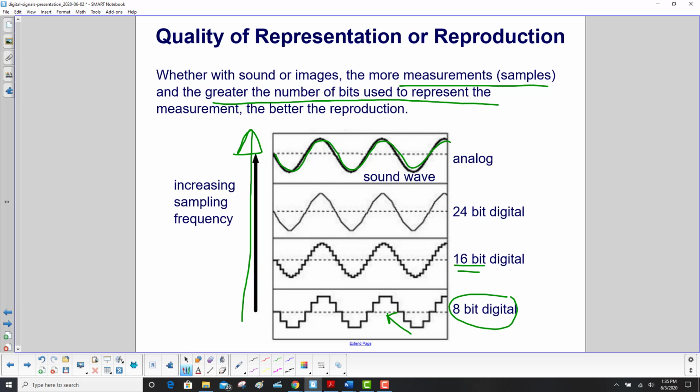Now, I increase it to 16 bits, and I increase the sampling frequency. A lot better, but still not really smooth. And then finally, 24-bit digital, looking pretty good. Once again, not quite the analog signal.